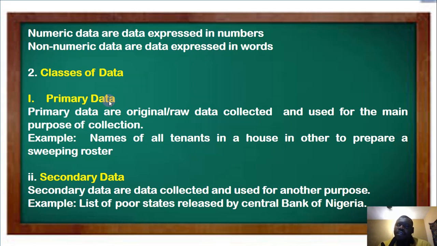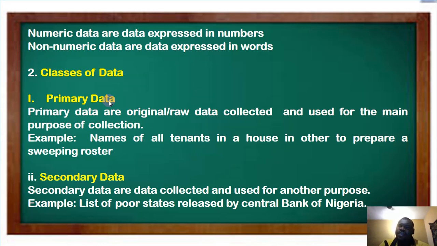Example: names of all tenants in a house in order to prepare a sweeping roster. A landlord can decide to request the names of all the tenants in his house in order to prepare a sweeping roster for the compound. That's primary data, and it's going to be used for preparation of the roster.